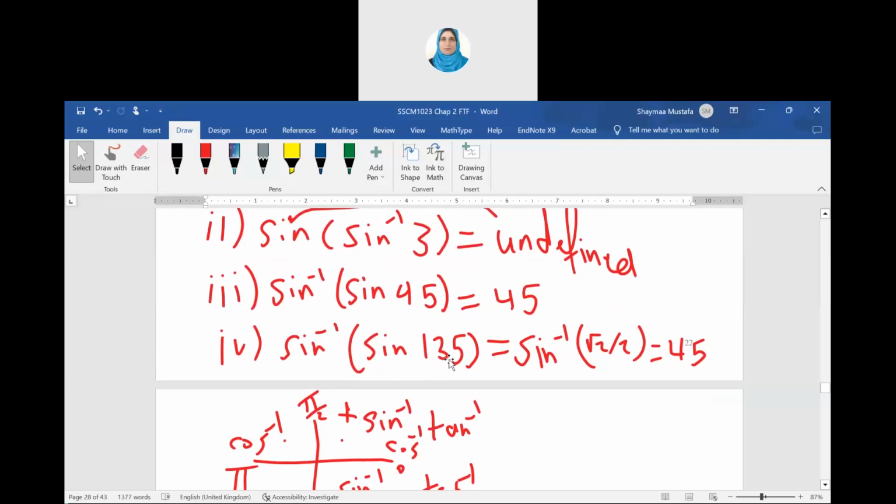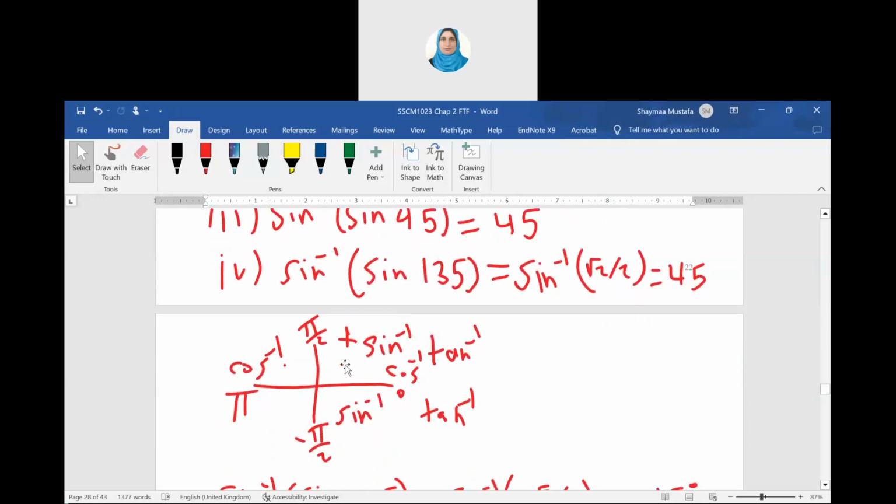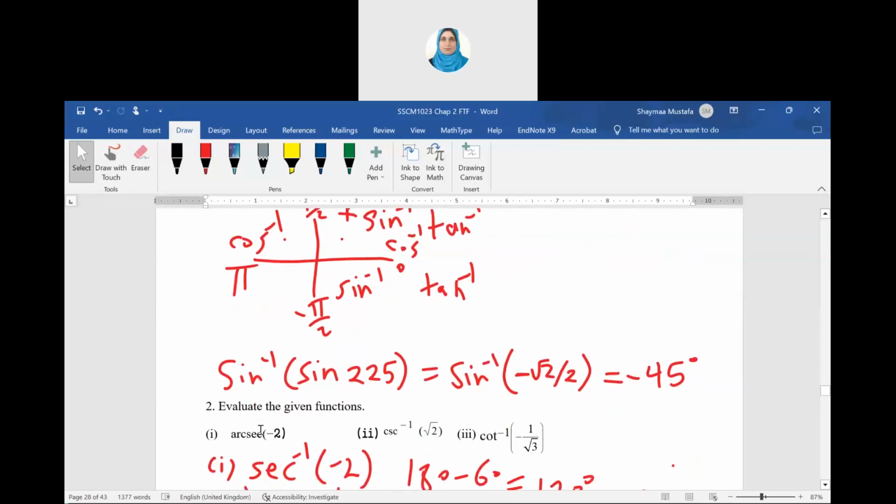For this one, sine inverse sine 135 is not equal to 135. It is not within the range of sine inverse. You need to find a value located within the range of sine inverse. When you find a value for a positive value, take your angle from the first quadrant for sine inverse. If you calculate sine inverse for a negative value, take your value from the last quadrant. Similar for tan inverse. Tan inverse for a positive value from the first quadrant, tan inverse for a negative value from the last quadrant. Cos inverse for a positive value from the first quadrant, but cos inverse for a negative value from the second quadrant.